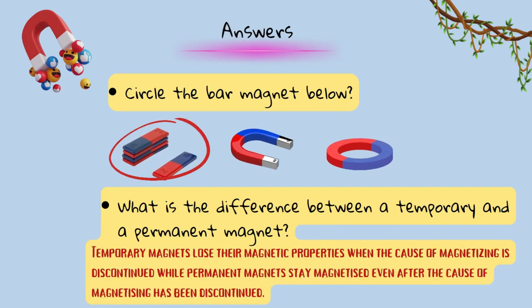Correct if you circled the first picture. A temporary magnet loses its magnetic properties when the cause of magnetizing is discontinued, while permanent magnets stay magnetized even after the cause of magnetizing has been discontinued.